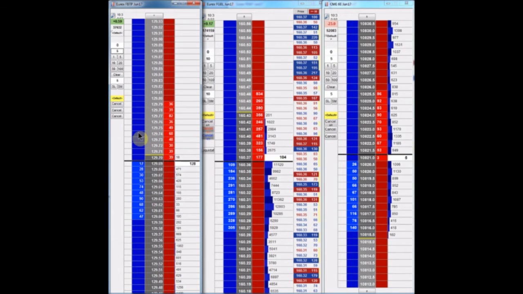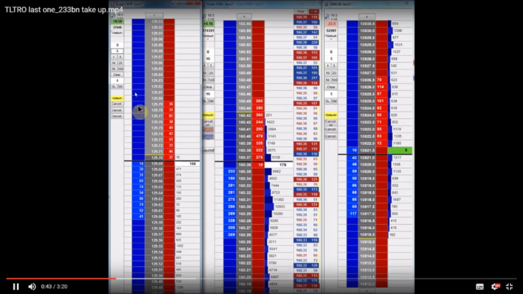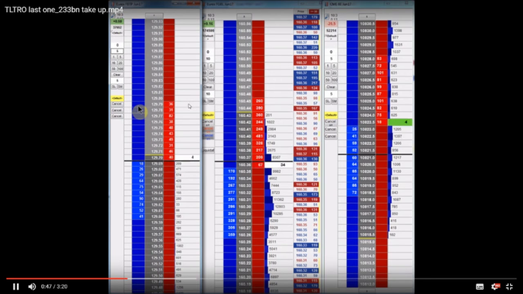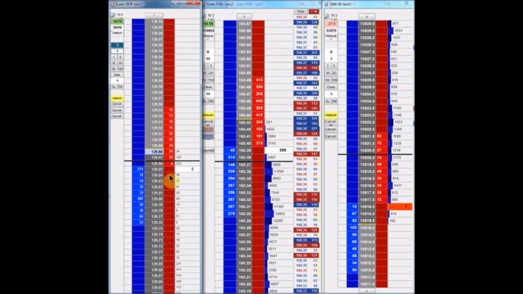Now, the play was we were looking for a rather large take-up. So as you can see, I'm hovering over the bid here because I'm expecting a large take-up. I'm waiting for the announcement, and I've picked the BTPs to trade. And the market's waiting, and eventually the number comes out. Okay, just another couple of seconds. So numbers out, 233 billion. I'm excited, I've gotten in.